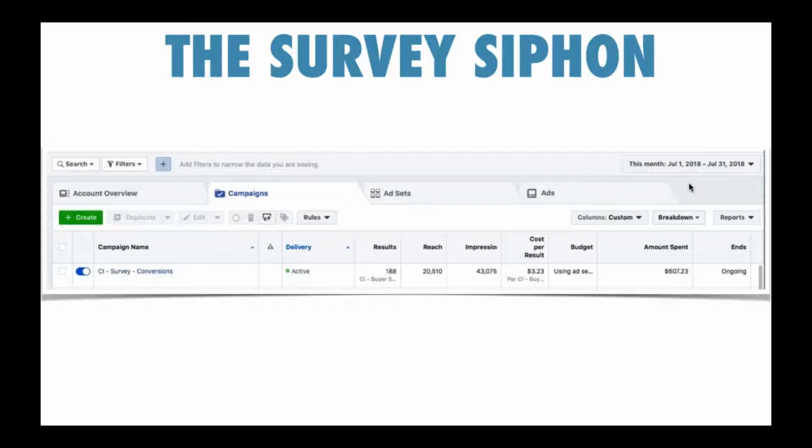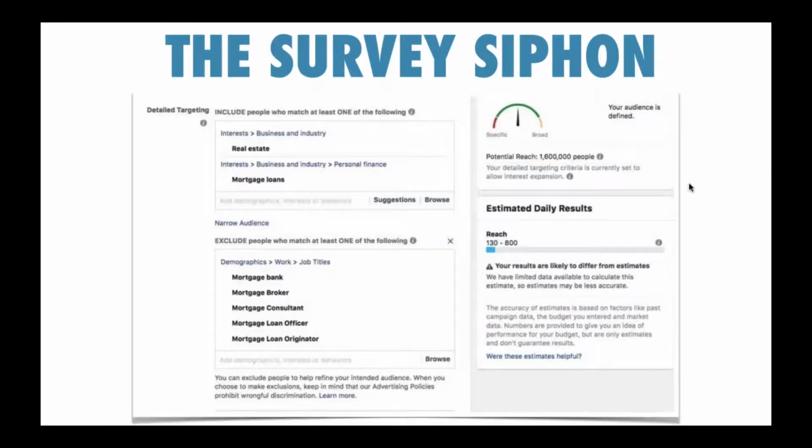Typically speaking, what we do is we try and zero in on that perfect customer right away with lookalike audiences and that sort of thing. But this one went to actual cold traffic in a marketplace. So this is the actual targeting that was run on that particular campaign.